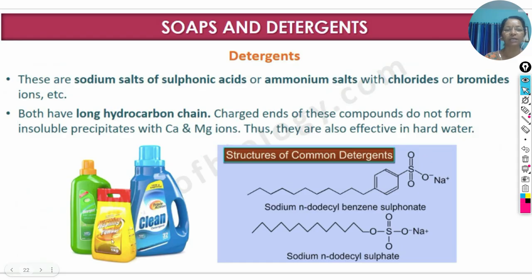We can overcome that problem with a group of salts called detergents. They are actually sodium salts of sulfonic acids, or ammonium salts with chloride or bromide ions. So, sodium salts of sulfonic acid. The structure is given, you don't have to study it anyway. It has a long hydrocarbon chain. But what is special about it?